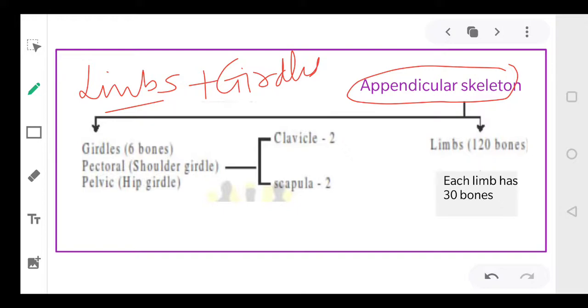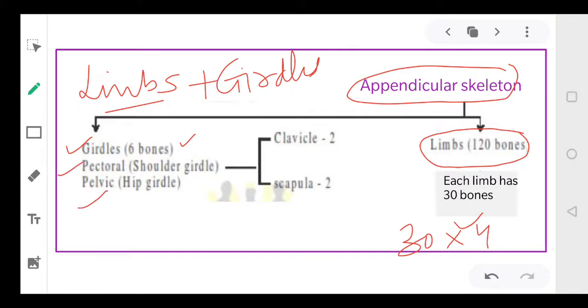Okay, तो आपके पास 2 चीज़ें हैं। limbs में आपकी 120 bones होती हैं। Each limb has 30 bones. हर एक limb में आपकी 30 बोन होती हैं। So 30 multiplied with 4 will give you 120 bones. So there are 120 bones in the limbs. That is your hand and your legs. Then you have girdles. There are 6 bones in the girdle. Right? One is your pectoral girdle, another is your pelvic girdle.